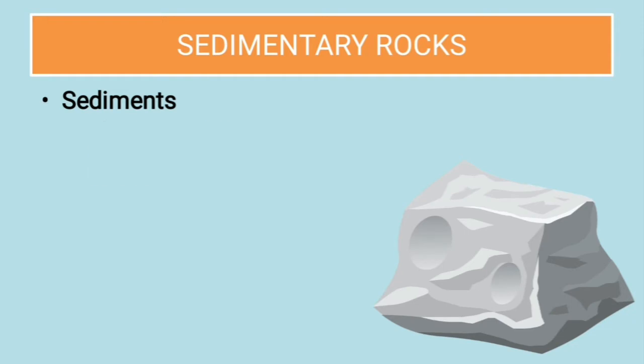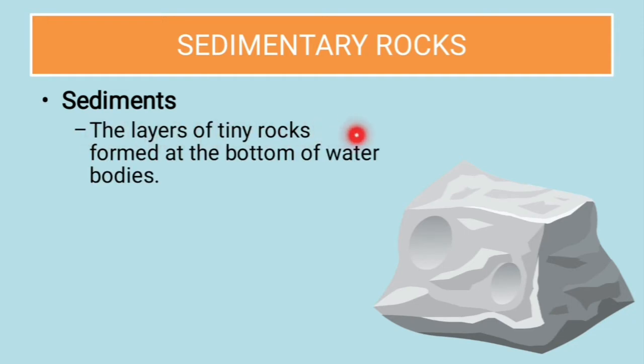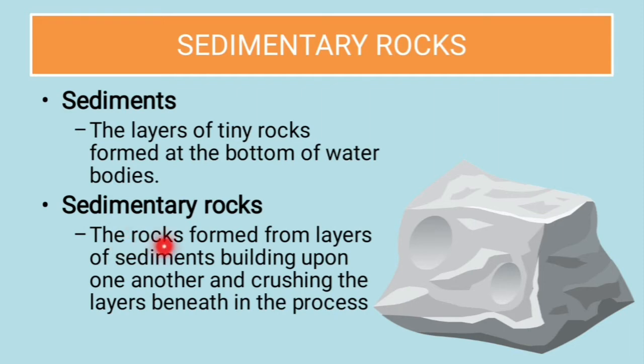What is sediments? The layer of tiny rocks formed at the bottom of the water bodies. These are called sediments. And what are sedimentary rocks? The rocks formed from layers of sediments building upon one another and crushing the layers beneath in the process are called sedimentary rocks.